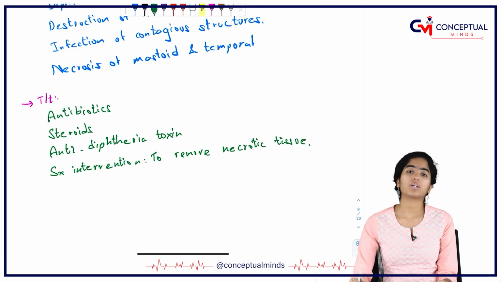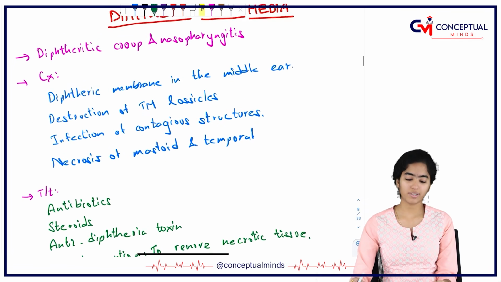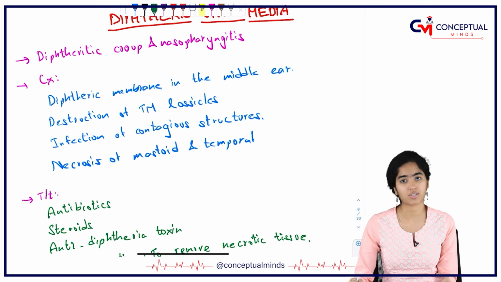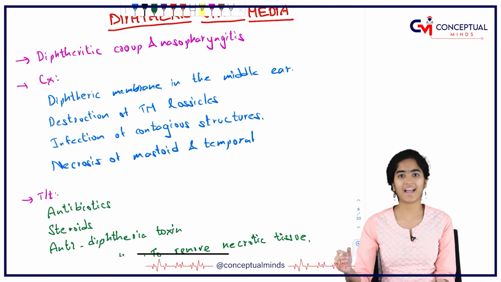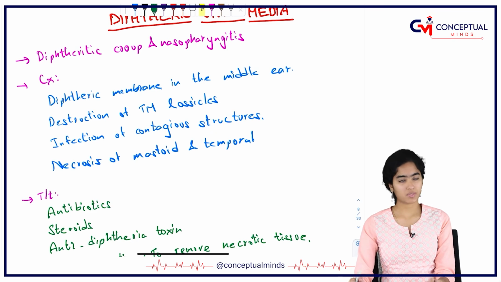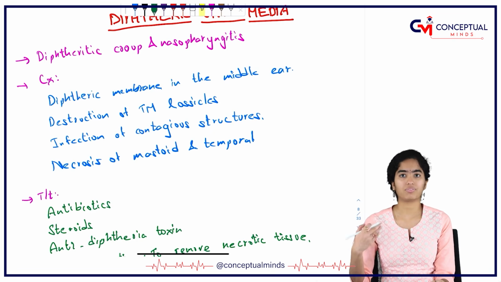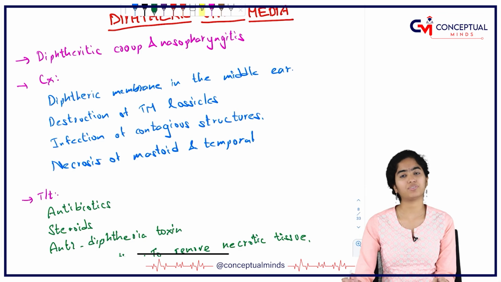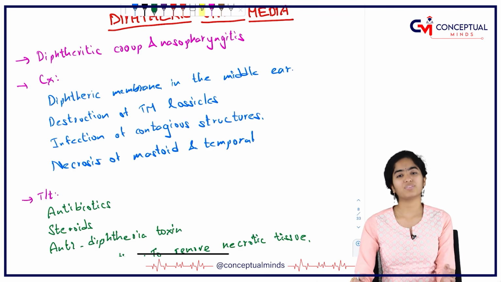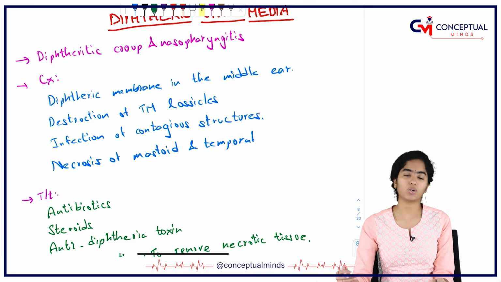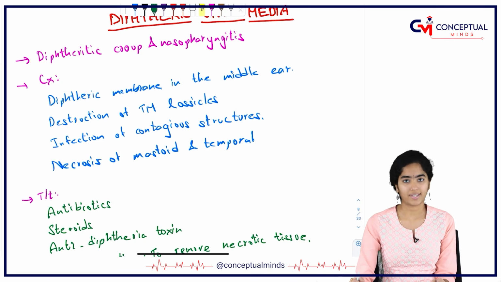So this is all about diphtheritic otitis media. Although it occurs rarely, if it occurs, the complications are very frequent and important. And treatment is the same as diphtheric pharyngitis. We have to give antibiotics, steroids and anti-diphtheria toxin plus surgical intervention is required to remove the necrotic tissue. So this is about syphilitic otitis media and diphtheritic otitis media, which are two special types, just like tubercular otitis media.